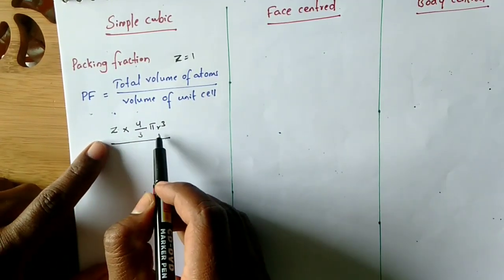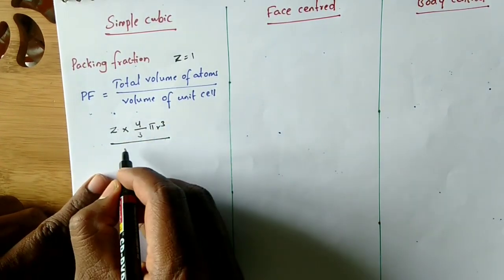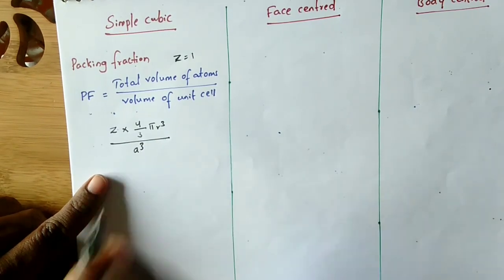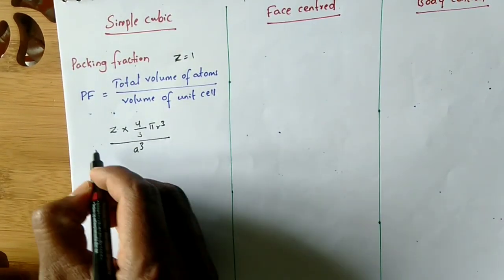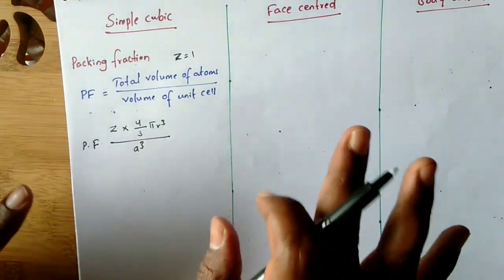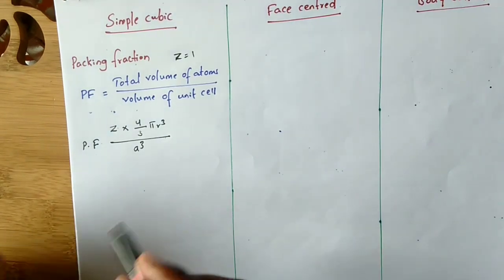Okay, number of atoms into volume of each atom, by volume of the unit cell, that is A cube. Okay, this is the packing fraction for any unit cell. It may be simple cubic or face centered or body centered.